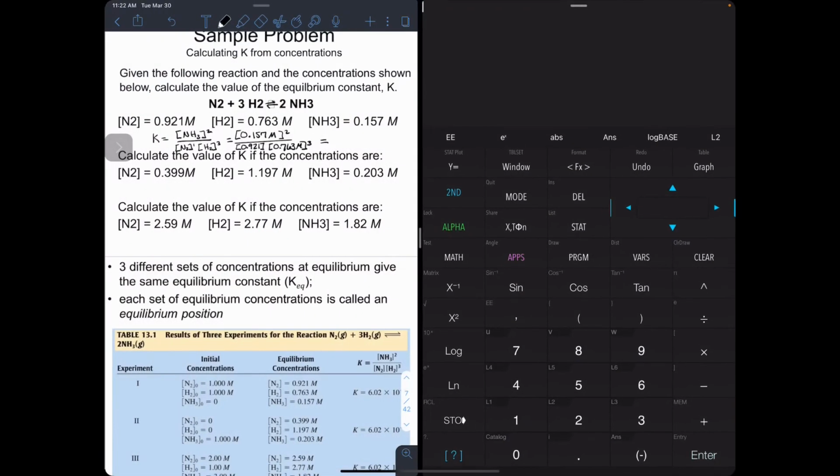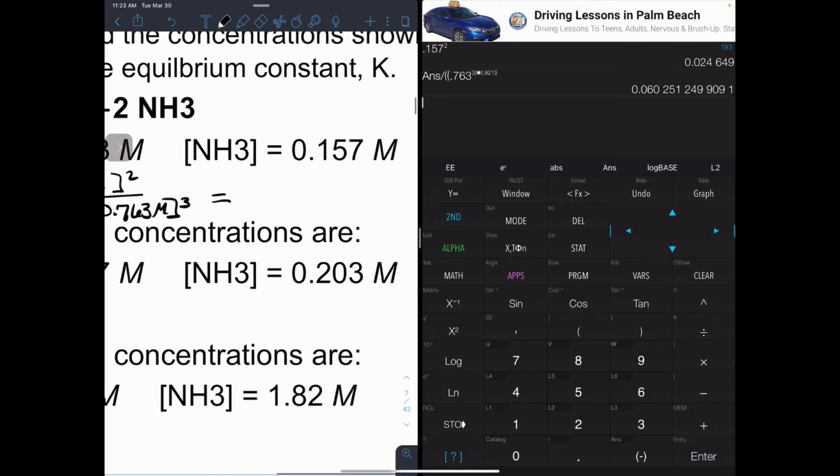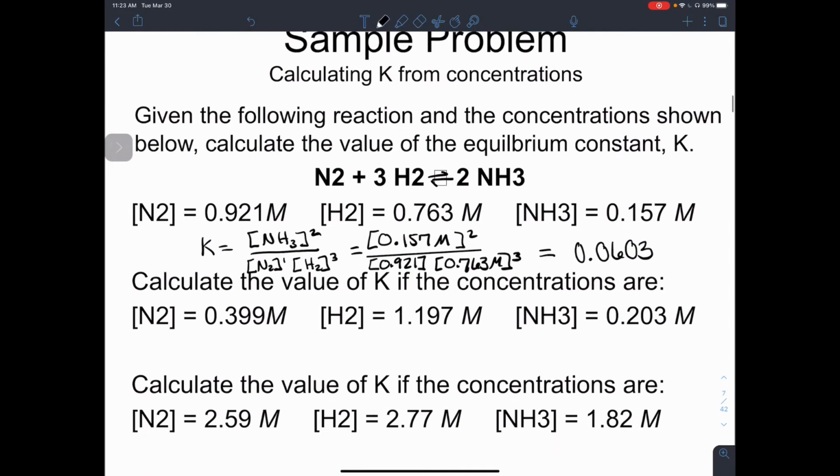Place that in my calculator. So I started with 3 significant figures. I want to end with 3 significant figures, and K actually is a unitless value, so I don't need to write any units for K.